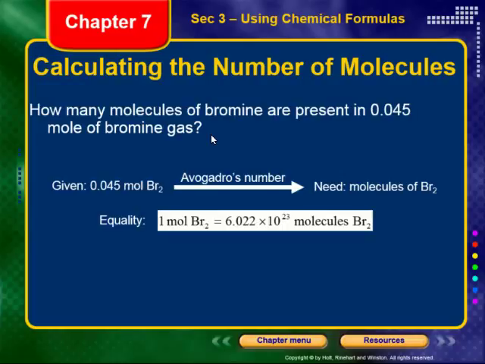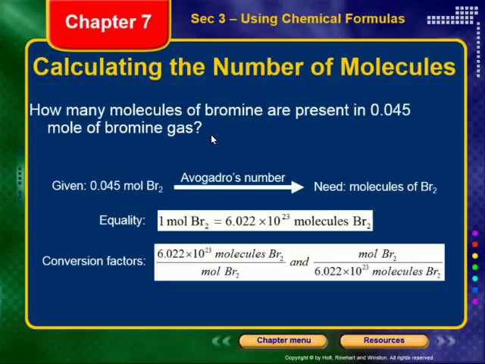And that statement of equality is 1 mole of Br2 is equal to 6.022 times 10 to the 23rd molecules of Br2. Because again, that's the definition of a mole. It's that many particles of whatever substance you're talking about. It's Avogadro's number. So now that we have that, I have two options for conversion factors to use now.